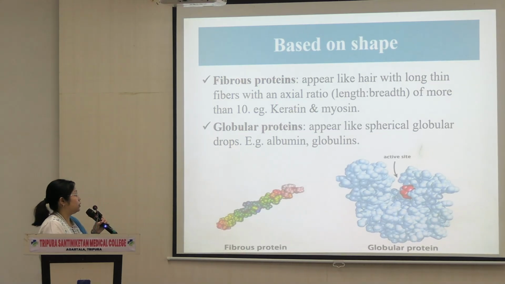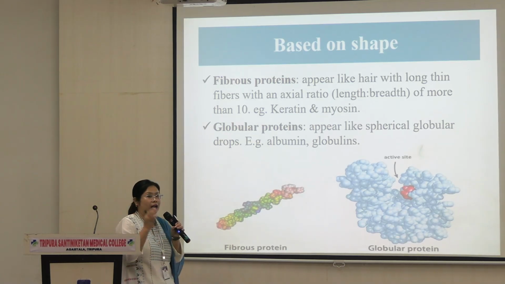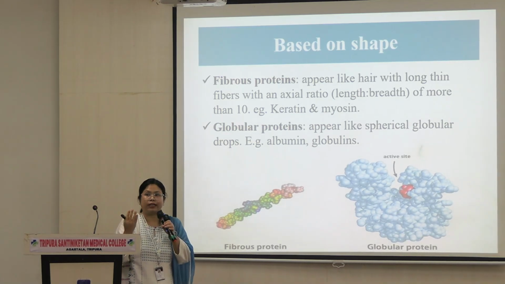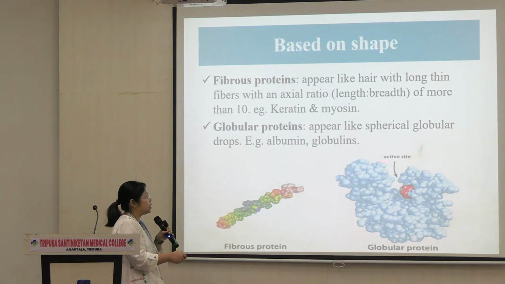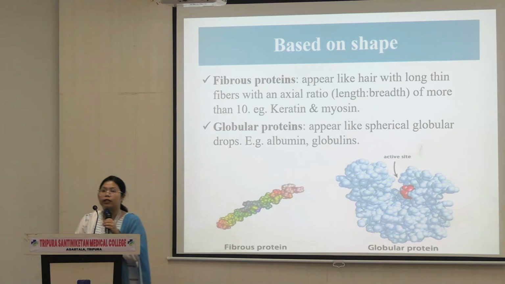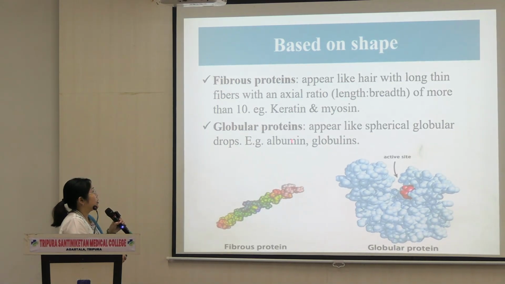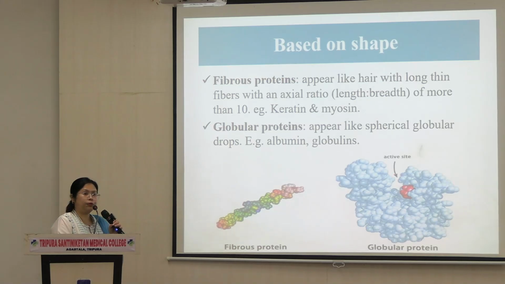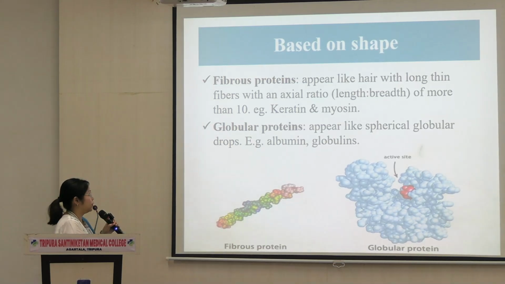Okay, so this is a globular protein. Understandable from the name, it is globe-like. Obviously it is not perfectly spherical, but compared to fibrous protein, this is much more round shaped, spherical shaped. Examples are albumin and globulin. These are the bulky ones that I told you before.